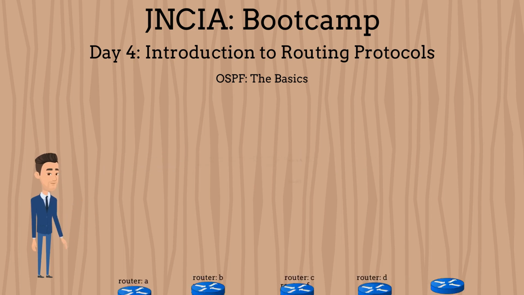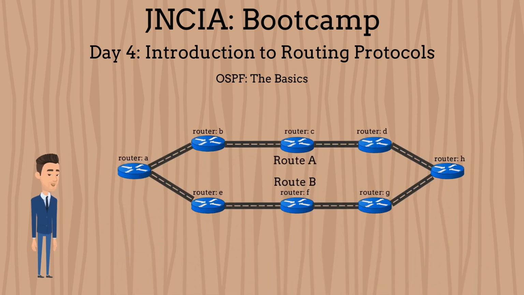Here we see our network where we have two routes available from router A to router H. The routes have different bandwidths available on the links. So let's have a look and see how OSPF will work out which route is the best path.